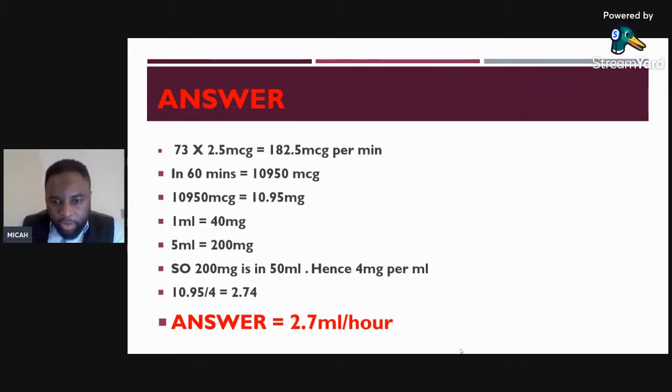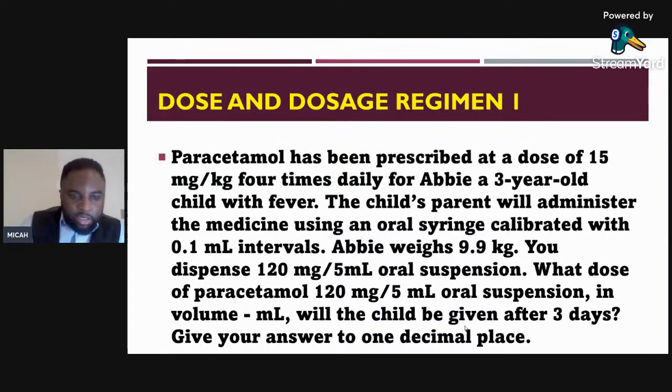I have one more example on this before we shift gears to dilutions. This one is another example of dose and dosage regimen I talked about earlier. I want you to spend 3 minutes, just 3 minutes, to do this question and tell us what answer you get.